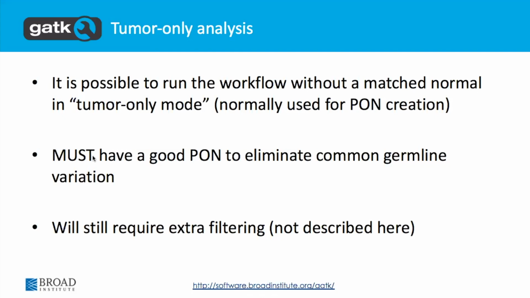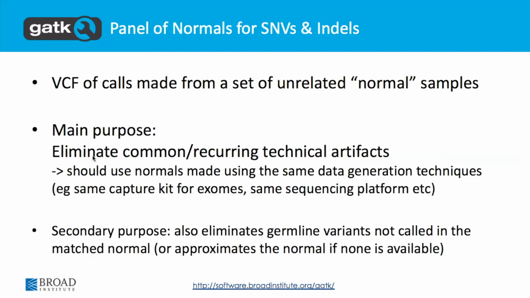Now let's talk a little bit about panel of normals. The panel of normals is a reference panel that is ultimately a list of variants that you generate from a bunch of normal samples. They can be completely unrelated to the subjects in your analysis. The idea is to take samples that were sequenced, generated with the exact same technology, processed in the same way, and you actually generate the panel of normals with the same somatic variant caller.